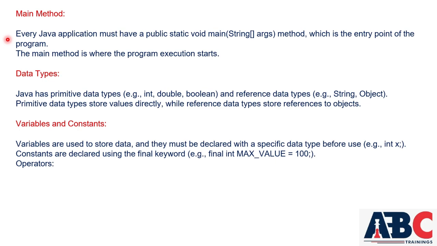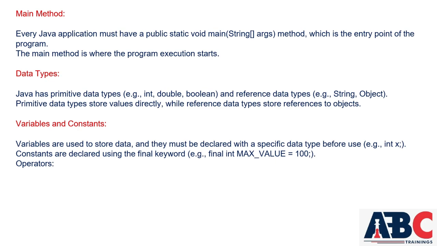Next are variables and constants. Variables are used to store data, and they must be declared with a specific data type before we use them. For example, int is a data type and x is a variable. Then constants and their declaration. Constants have a fixed value that doesn't change. We use the final keyword for the constant declaration, for example final int MAX_VALUE = 100.